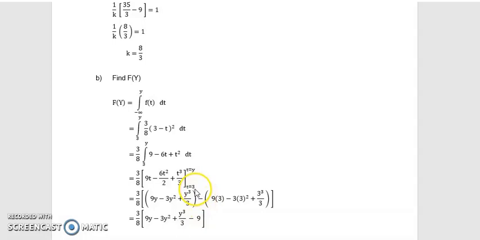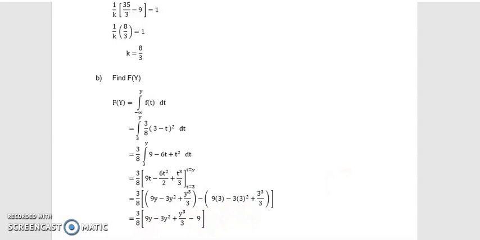Okay, now substitute the lower limit t equal to 3. So 9 times 3 minus 3 times 3 square. So again, how do we get 3 here? 6 over 2 equal to 3. Okay, plus 3 power of 3 divided by 3. So when you simplify this one, you will get the cumulative function, which is 3 over 8 multiply 9y minus 3y square plus y power of 3 over 3 minus 9. So this part, if you simplify, you get 9. Okay, so if you cannot simplify this equation, then just put your answer like this.